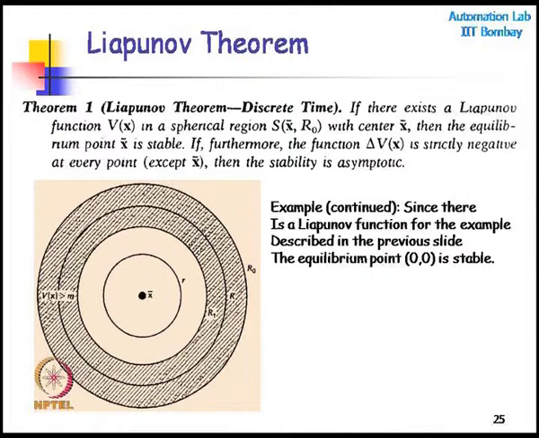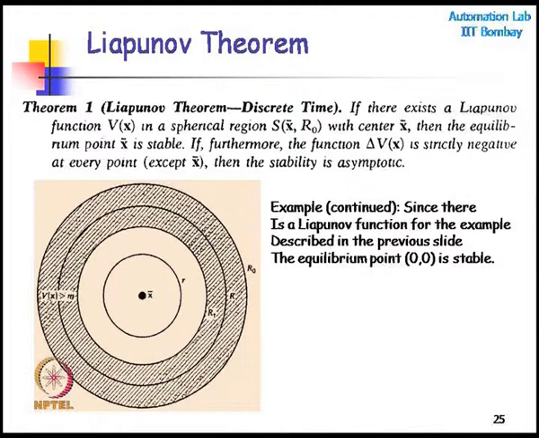So if delta V is strictly negative for every k, then we know that the system will eventually go to the origin. If for the given delta V, we just find that it becomes 0 at some point and remains 0, for example, then you cannot say anything about asymptotic stability.